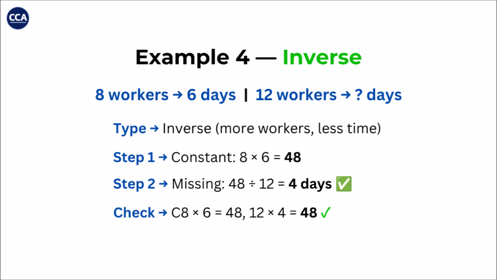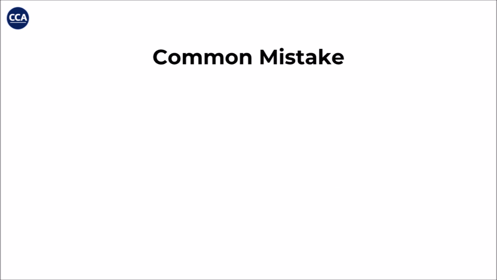Let's check. 8 workers times 6 days equals 48 days of effort. 12 workers times 4 days equals 48 days. Same total effort. Correct. Here is the most common proportion mistake at grade 7 and 8 level.